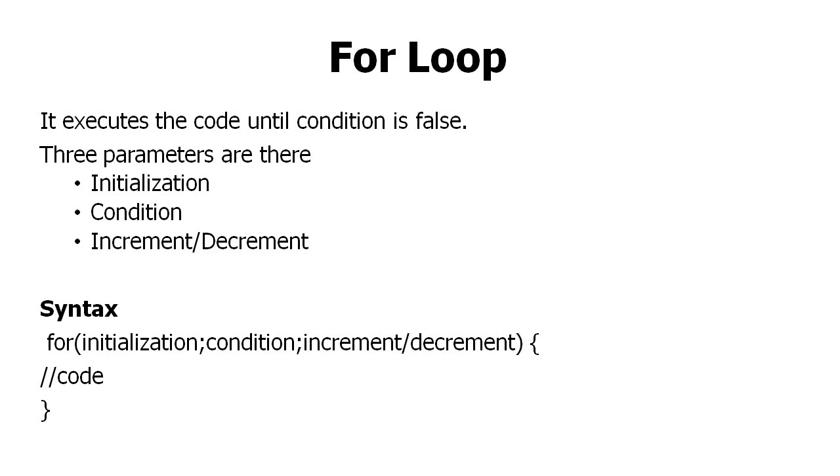The for loop executes the code until the condition is false. There are three parameters in a for loop, that is initialization, condition, and increment or decrement. The syntax of the for loop is: for, we open parentheses and initialize the variable, then the condition, then increment or decrement. Inside the braces we write the code which has to be executed.